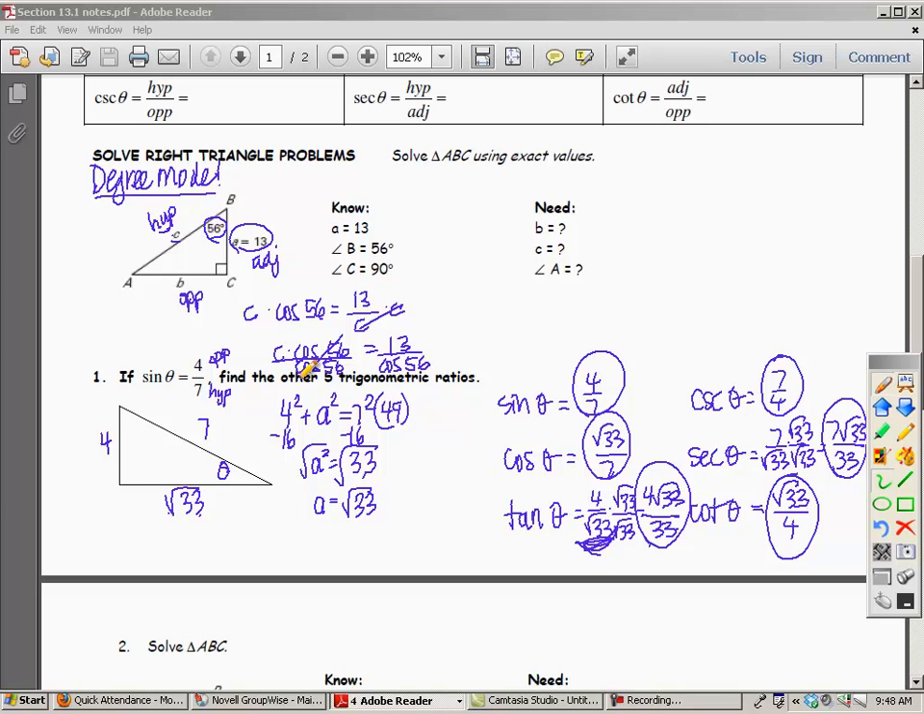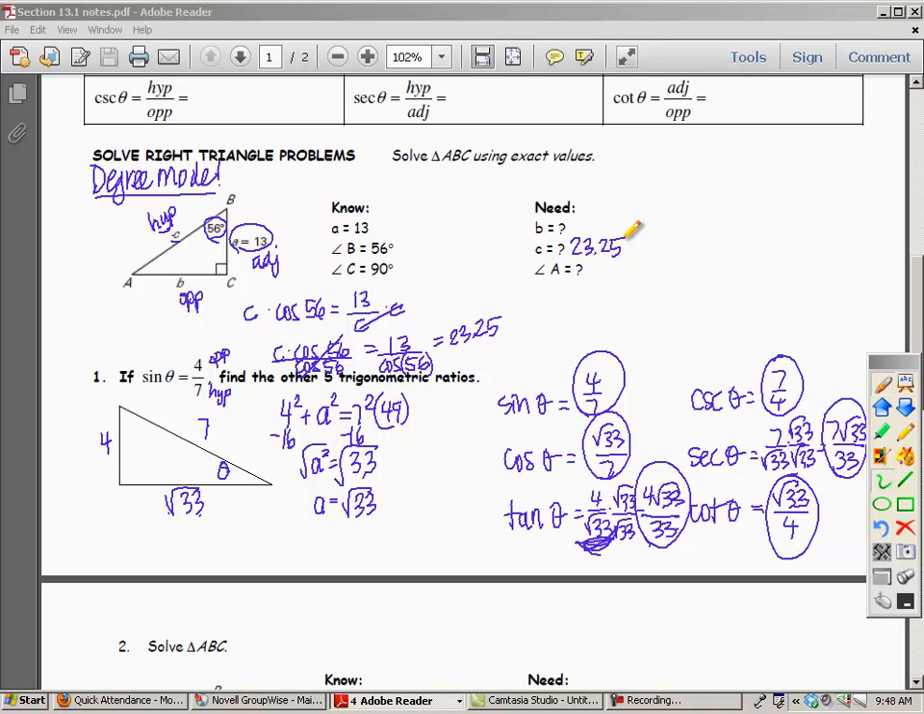Now this you put in your calculator, 13 divided by the cosine, and I believe it puts a parenthesis, so close your parentheses. And what you should end up getting is about 23.25. Okay, so 23.25.